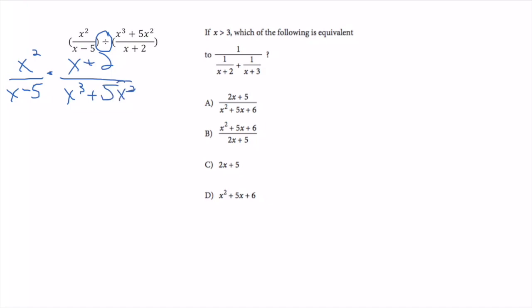So once I flip them, now I will just follow the exact same multiplication rules. The first thing again I want to do is factor out anything to see if I can eliminate. I can't factor anything out of an x squared or an x minus 5, so I'll rewrite those. x plus 2 can't change.